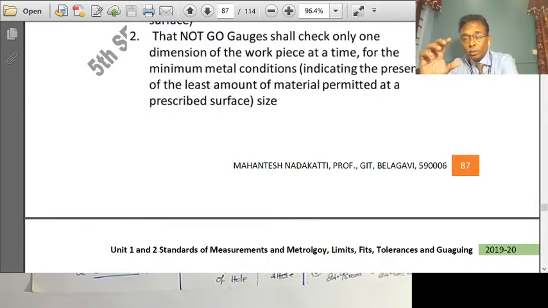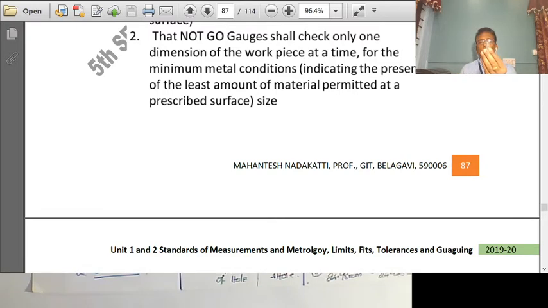I repeat, in case of a shaft, for plug gauges, this is the shaft, this is a go gauge. Go should always go, at any given point of time. Next, no go should not go. Let us say this is the no go gauge, and it should not go at any point of time. That means this is accepted. Now let us say go is going, so accepted, but no go is also going. Can you see this? No go is also going. In that case, this shaft gets rejected.